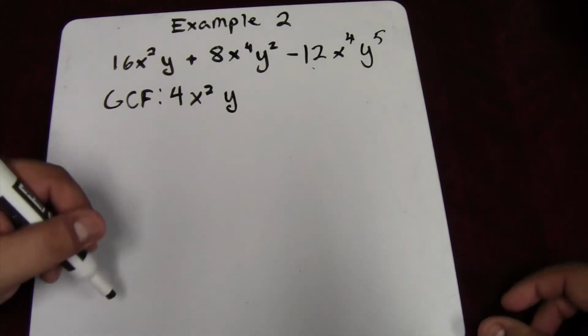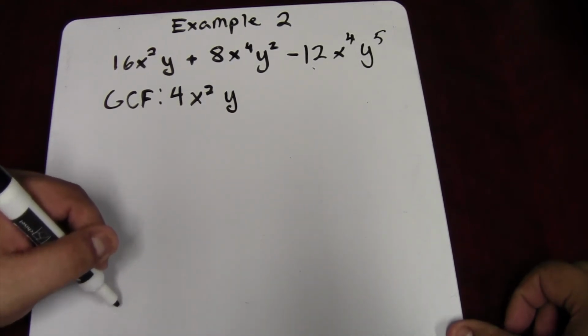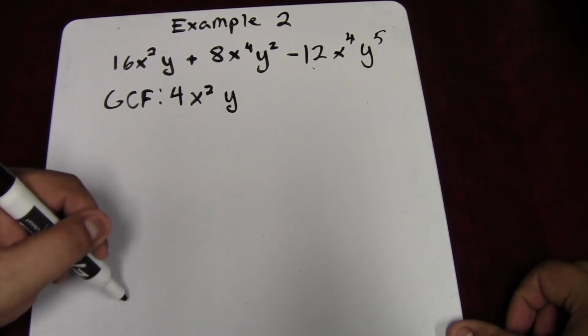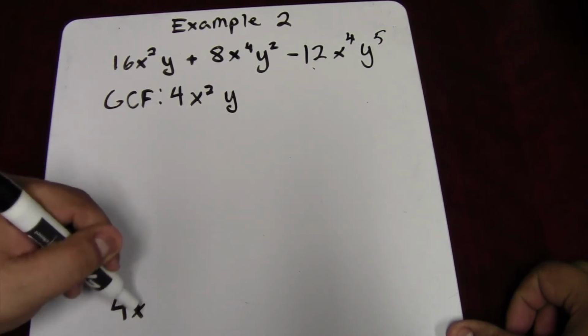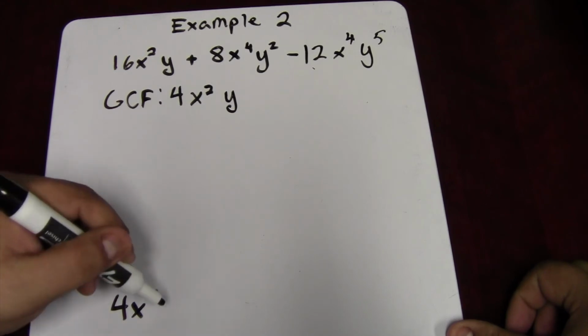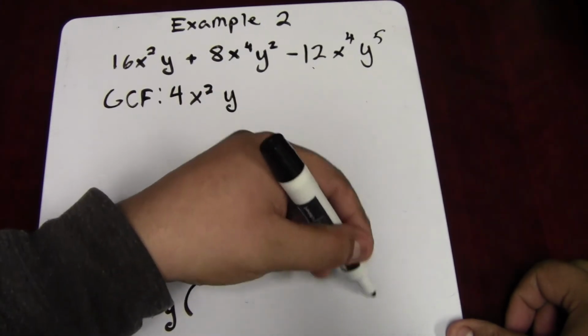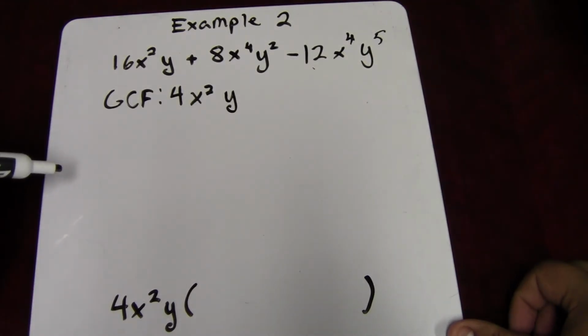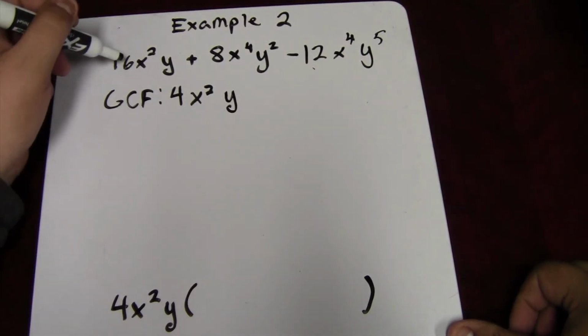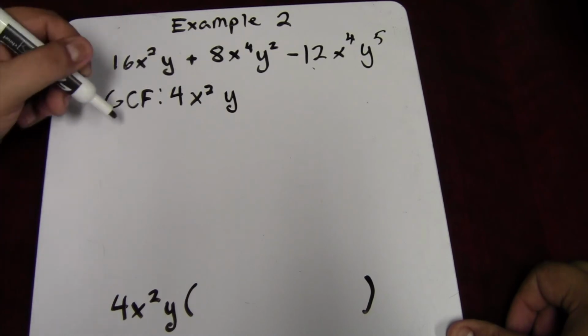Now our final answer is going to look like this. And then we're going to have something that goes in there. What we have to do is we have to take each of these and divide them.